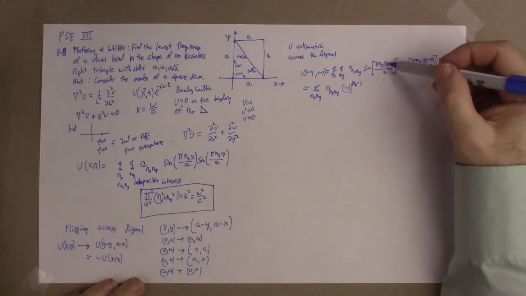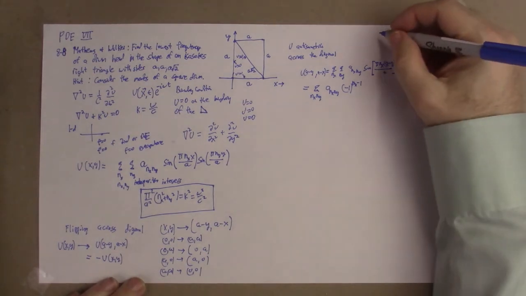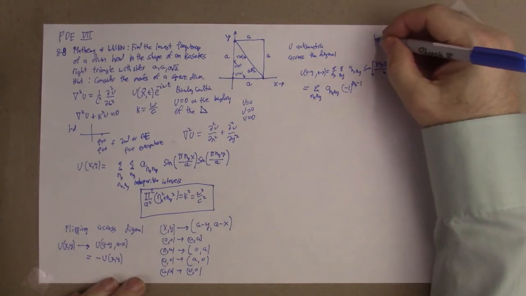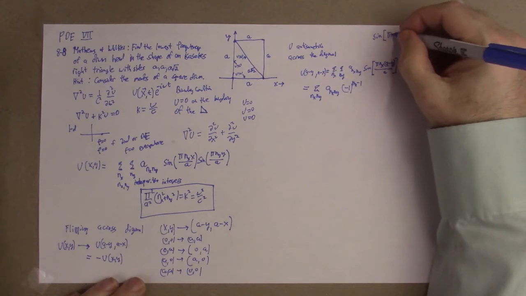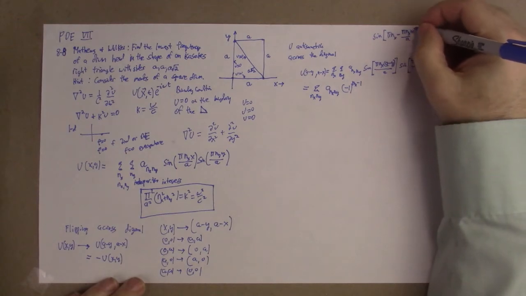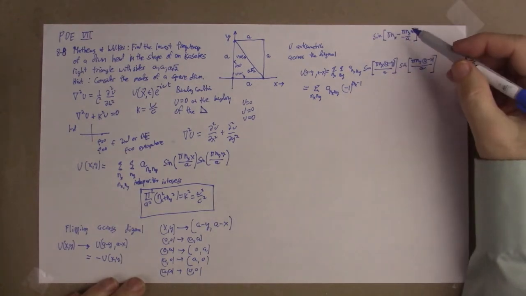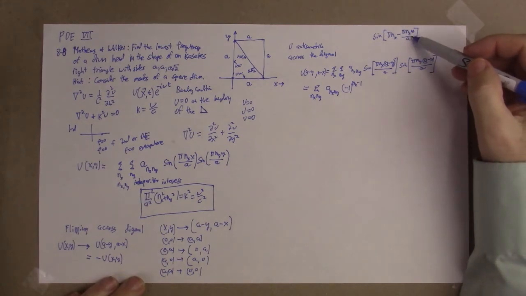Okay, if I divide by a, what I have is a sine. When I divide by a, I get pi nx x minus pi nx y over a. Now if you remember your trig identities, the sine of this is going to be the sine of that, but that's 0, so I don't care about that. Then it's going to be the cosine of that times the sine of that.